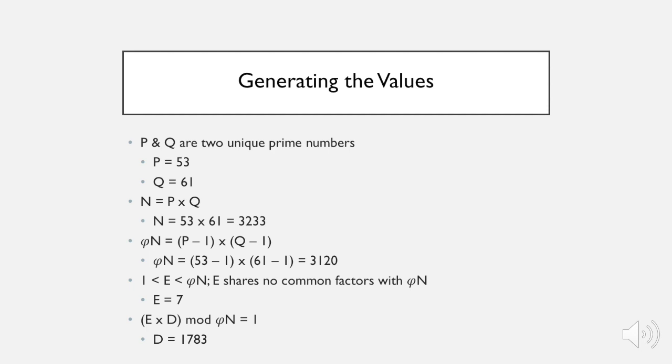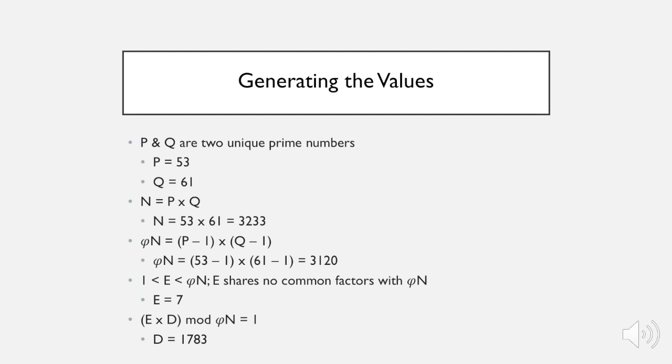The phi of 9 is 6, because there are 6 integers less than 9 that do not share any common factors greater than 1 with 9. Calculating the phi of n is simple for the key generator, because the phi function is multiplicative, meaning that the phi of n is equal to the phi of p times the phi of q, or the phi of each of n's factors multiplied together.